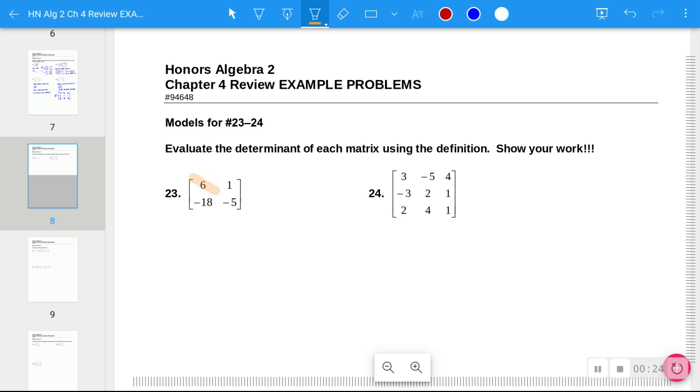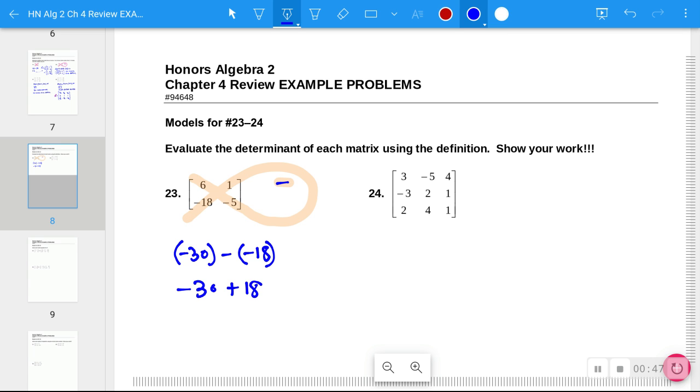You start on the main diagonal, multiply those, you get negative 30. And come around the other way and you get negative 18. We're supposed to subtract those, so it'll be negative 30, and then we subtract a negative 18 from the other diagonal, and that's like negative 30 plus 18, which is 12, actually negative 12. So the determinant of that matrix is negative 12.